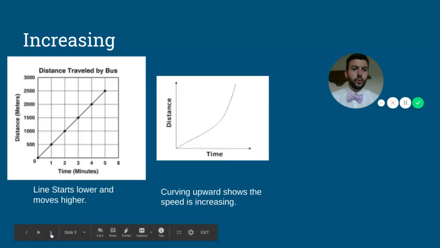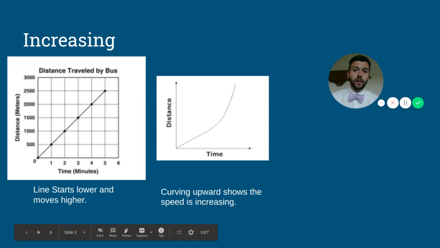Now we're going to look at a couple different types of graphs that you're going to see, and I want to just kind of show you so you can tell quickly. At the end of this video, I want you to be able to tell just quickly looking at a graph, is it increasing, is it decreasing, or is it constant, which means it's not changing.